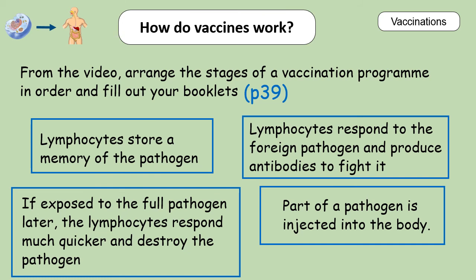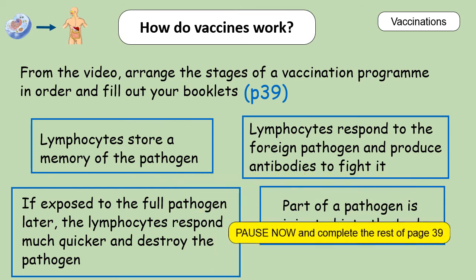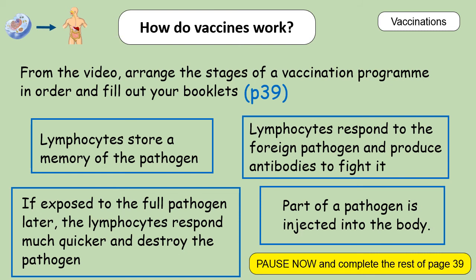Okay, so hopefully that gave you an idea of how vaccines work. And now, from the information that you had in that video, what I'd like you to do is to try and arrange these 4 statements into order. So on the bottom of page 39, you have got 4 empty boxes with arrows between them. And what I'd like you to do is try to write these statements in each of those boxes in order. So if you pause the video now and try to write them in the right order on page 39.